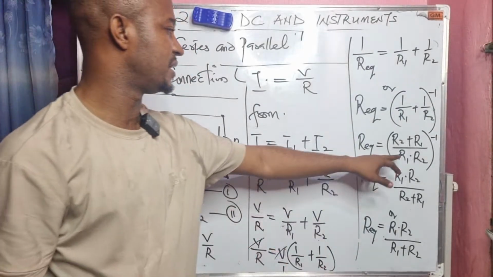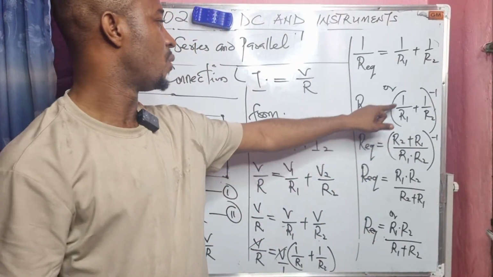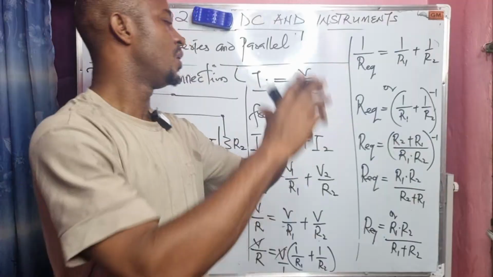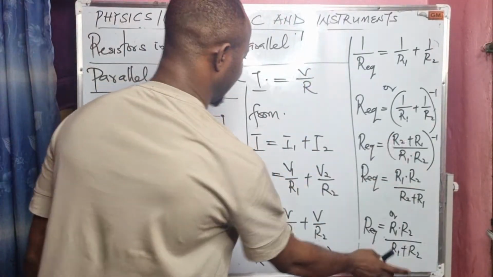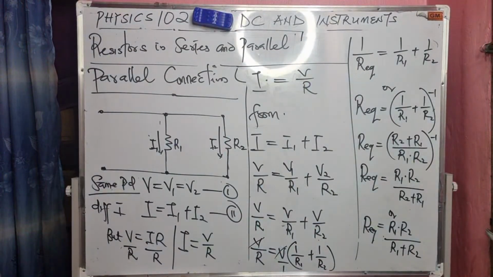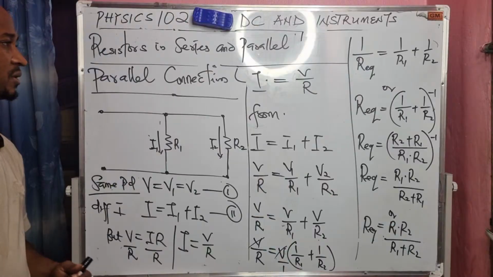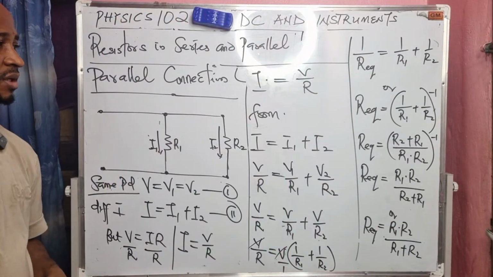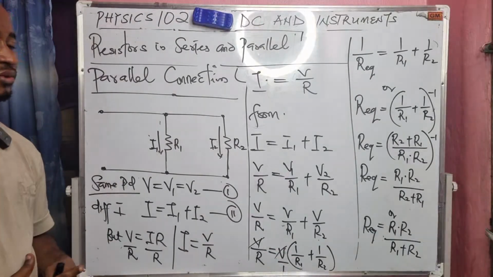Any of these expressions you would love to use can work for R equivalent. But for me, I prefer this or this last one. So we have 1 over R1 plus 1 over R2, all to the power of minus 1. When we evaluate further, that will give us this. So this is how to find R equivalent for a parallel connection of resistors. Now let's see how we can solve some problems from your textbook.